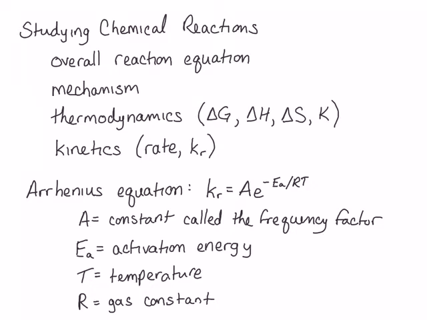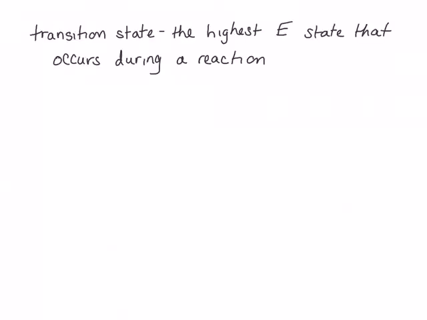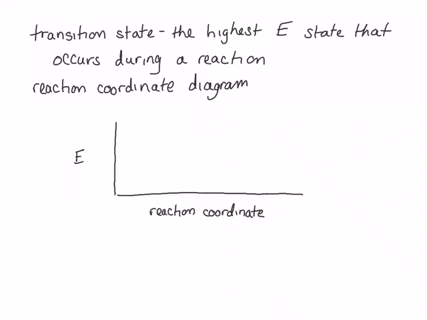The activation energy represents the change in energy between reactants and the highest energy state that occurs during the reaction. This is known as the transition state. The transition state is very unstable and cannot be isolated. We can look at the energy changes during a reaction using something called a reaction coordinate diagram. A reaction coordinate diagram shows us the energy changes throughout the entire reaction as it occurs, and so it's a graph with energy on the y-axis and the reaction coordinate on the x-axis. The reaction coordinate is the point that we're talking about within the reaction going from reactants to products.